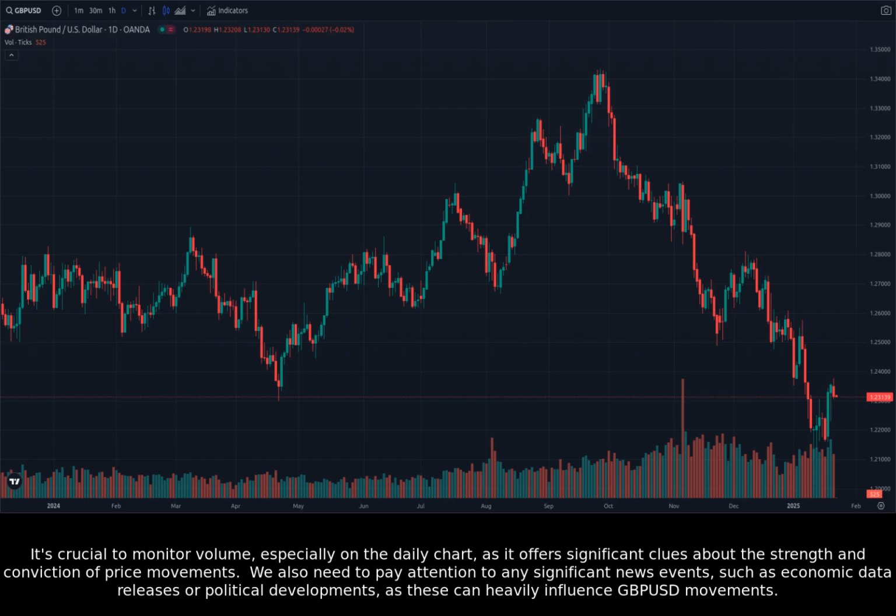It's crucial to monitor volume, especially on the daily chart, as it offers significant clues about the strength and conviction of price movements. We also need to pay attention to any significant news events, such as economic data releases or political developments, as these can heavily influence GBPUSD movements.